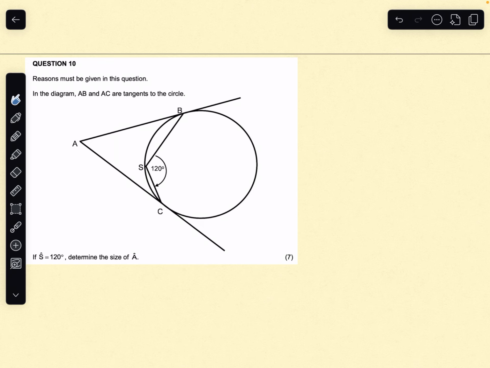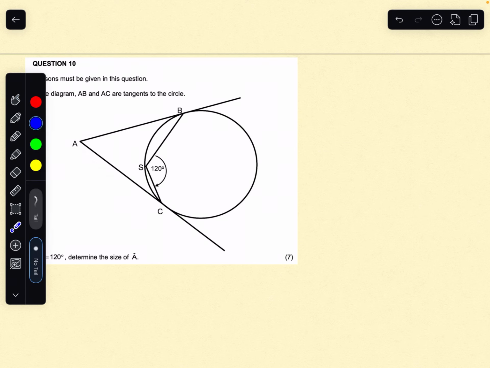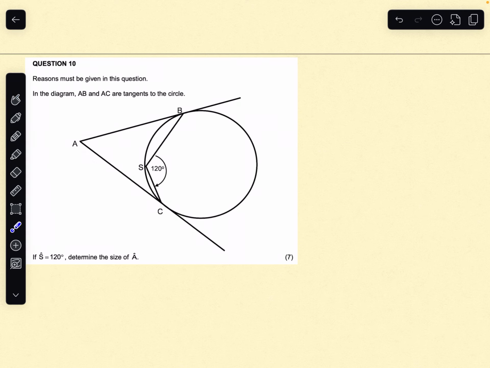We are rambling about IEB paper 2 from May 2025. Question 10. Reasons must be given in this question. In the diagram, AB and AC are tangents to the circle. Okay, so we know that AB is equal to AC using the tangents from a common point theorem.